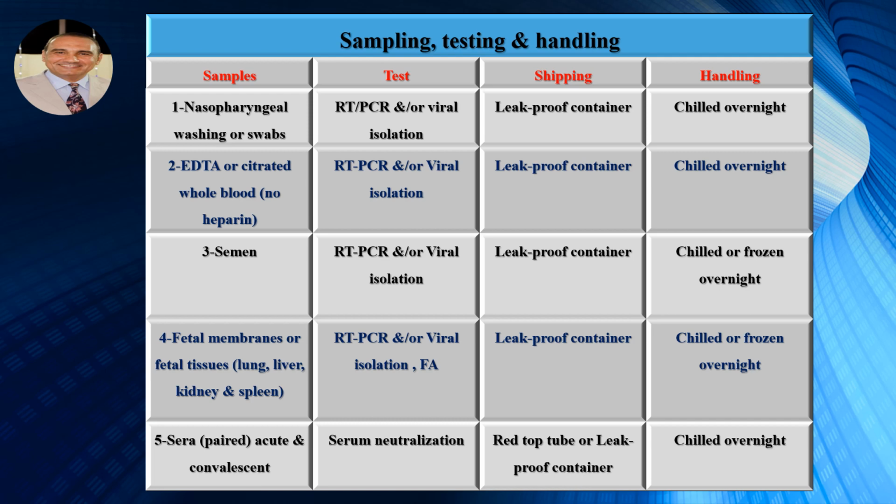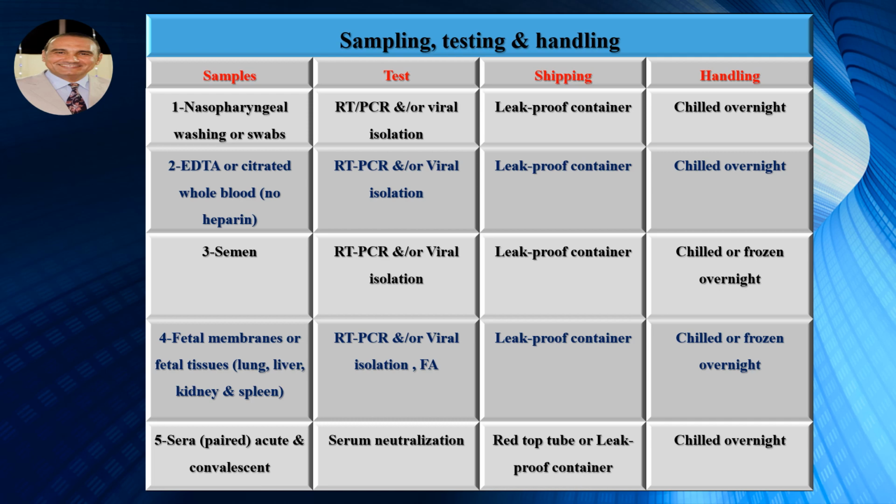Number 1, nasopharyngeal washing or swabs. These are used for RT-PCR or viral isolation. Shipped in a leak-proof container and the handling is chilled overnight. Number 2, EDTA or citrated whole blood, no heparin used. This is for RT-PCR or viral isolation tests. Shipped in a leak-proof container, with handling chilled overnight.